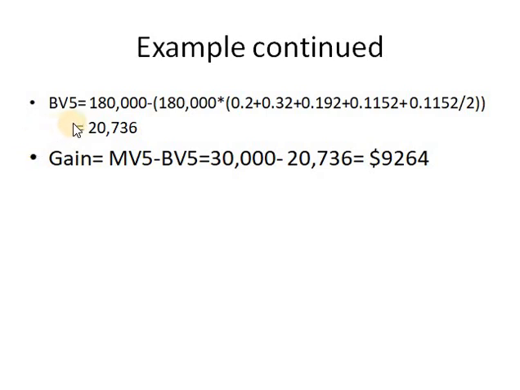If I want to calculate the book value at year 5, it is the cost basis minus accumulated depreciation. This is the cost basis, $180,000. Okay. When I apply the equation for the book value, please put the cost basis in the positive sign.